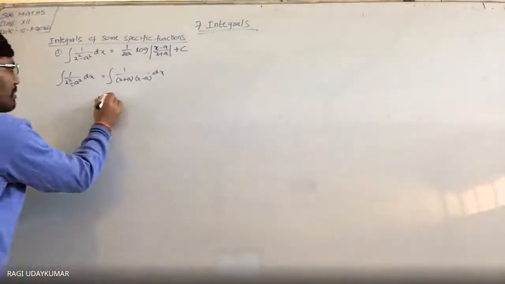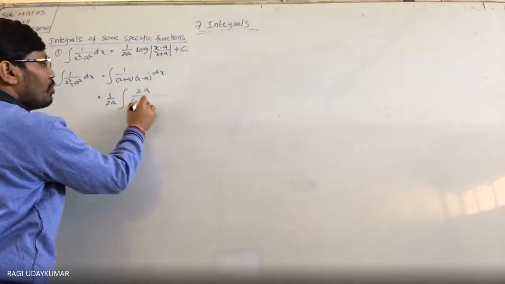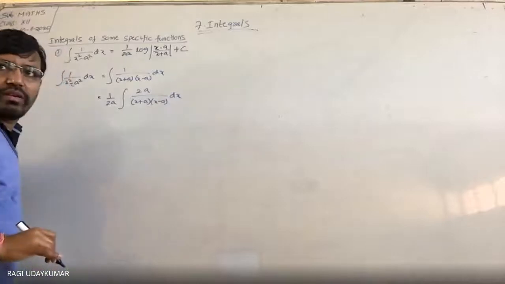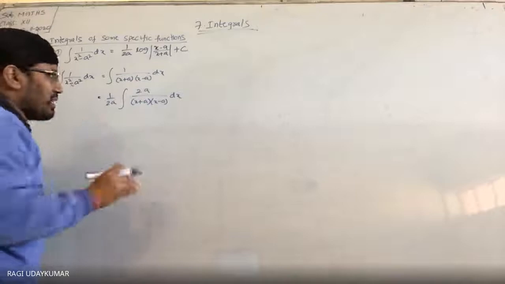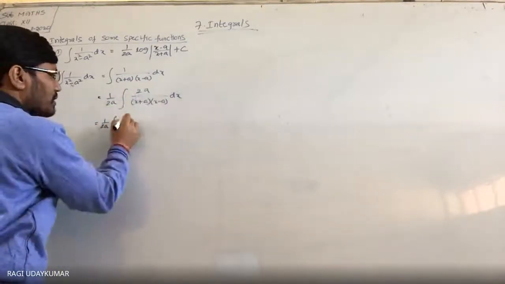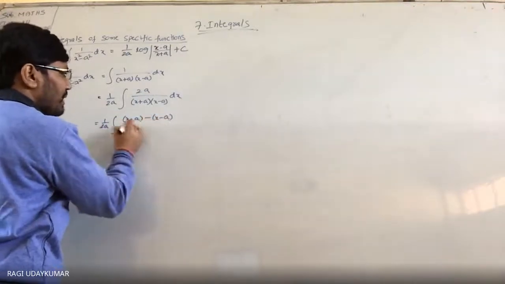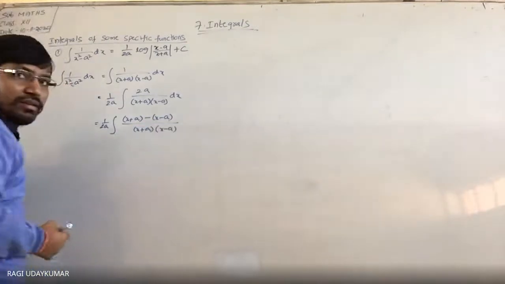Means the reason is this one. So multiply by 1 by 2a here and take 2a here, both become the same. Both will be the same. Okay? This 2a will get cancelled. I am not changing this, and I am writing this as 1 by 2a, x minus x plus a minus x minus a, I am writing by x plus a into x minus a. Can I write like this?